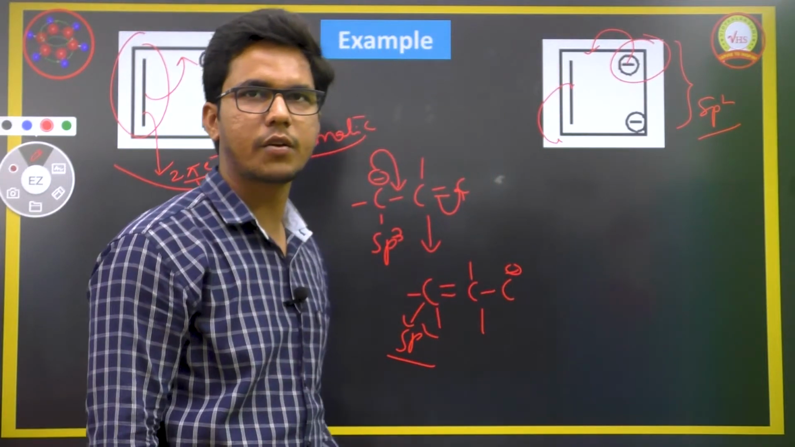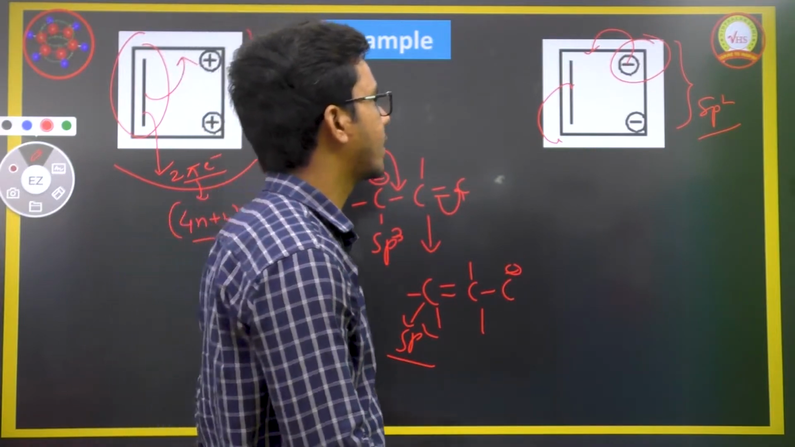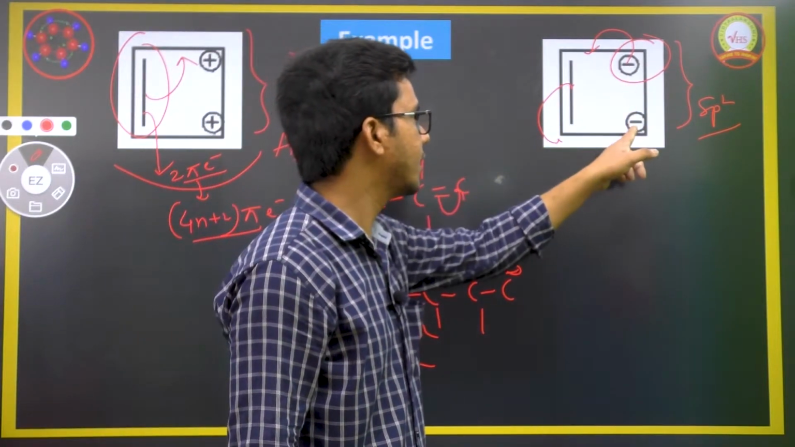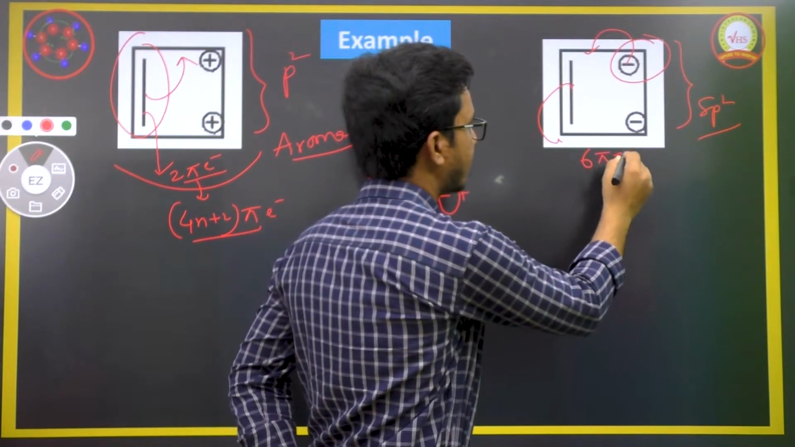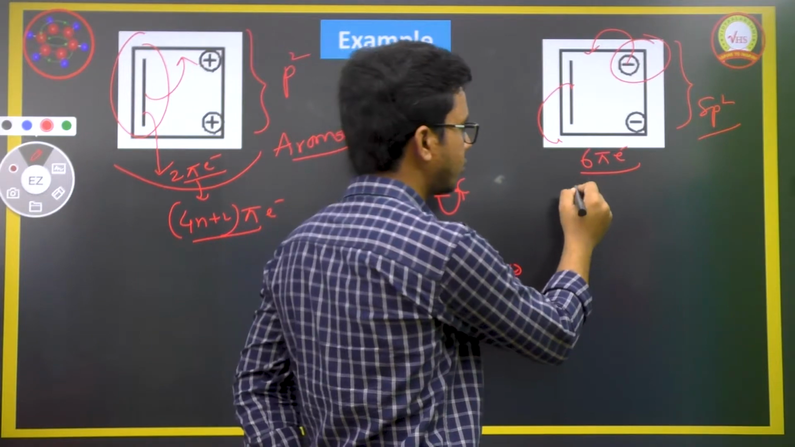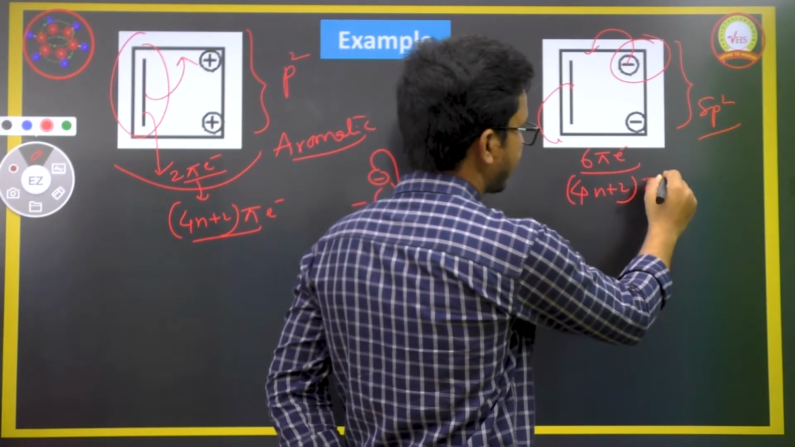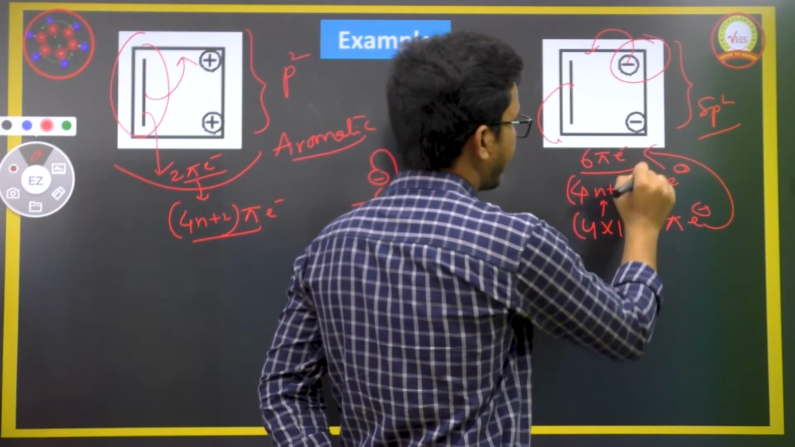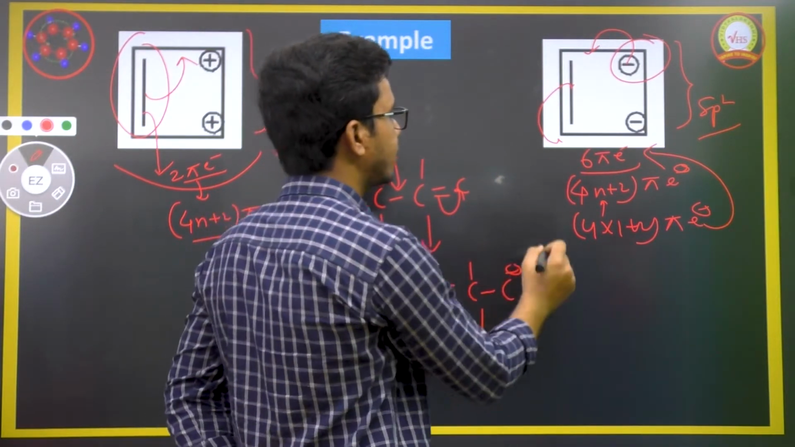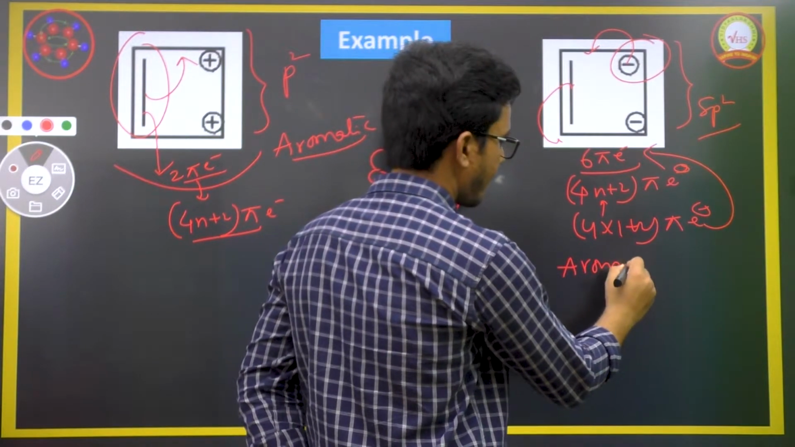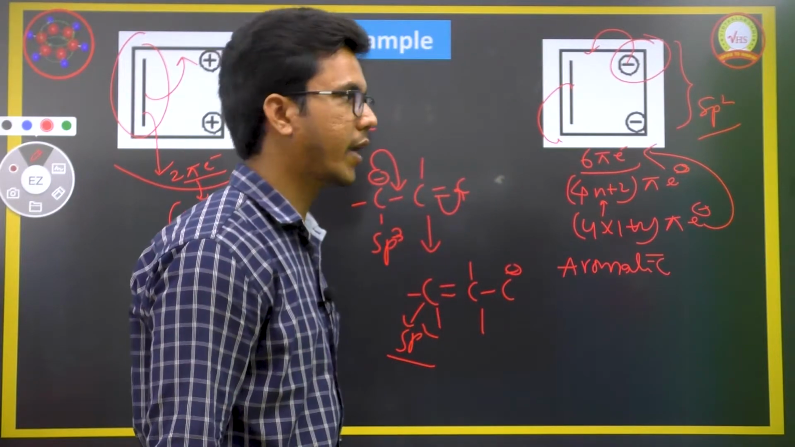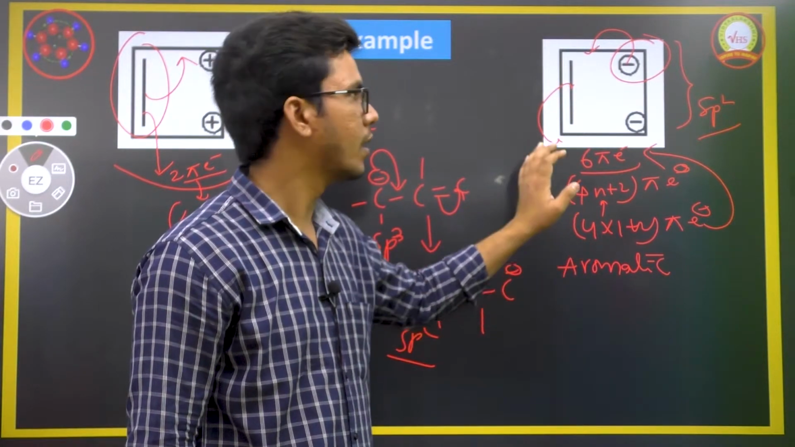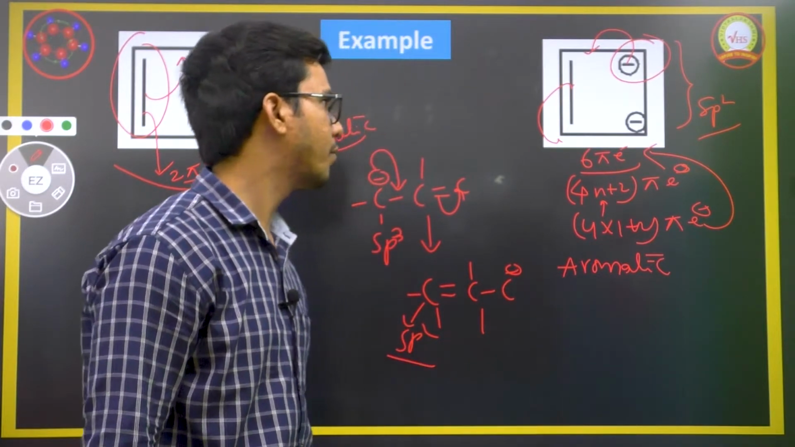It is a cyclic one, a planar one, and complete delocalization is taking place. We can't say anything until we calculate the number of pi electrons. Here we have 2 electrons, here 2 electrons, here 2 electrons. Altogether 6 pi electrons are there. It satisfies the 4n plus 2 pi electron system, where n is 1. That's why this compound is aromatic: it is cyclic, planar, obeys the 4n plus 2 rule, and complete delocalization is taking place.